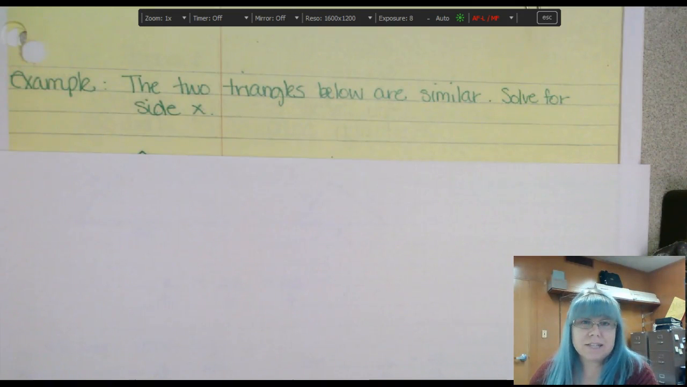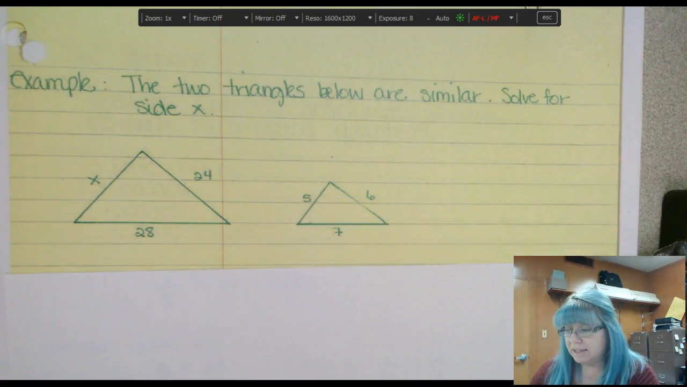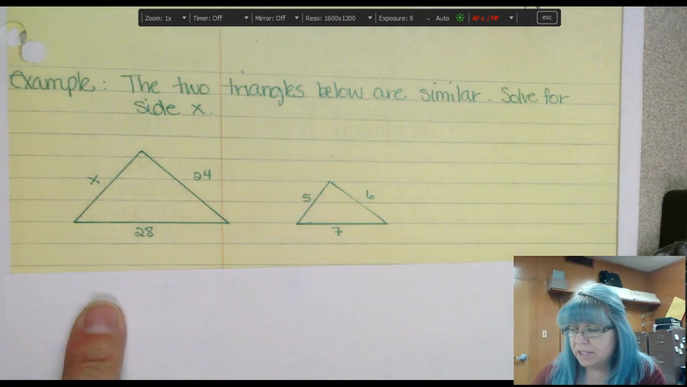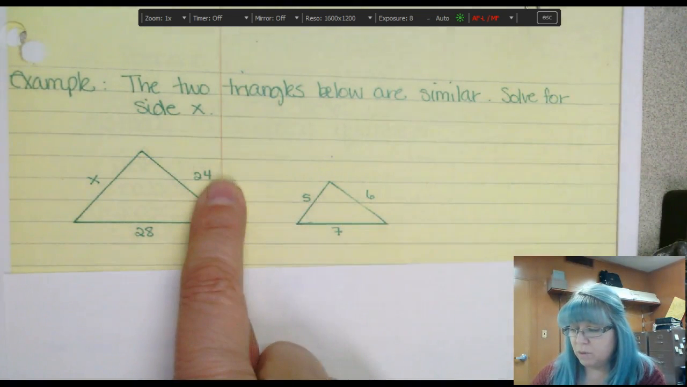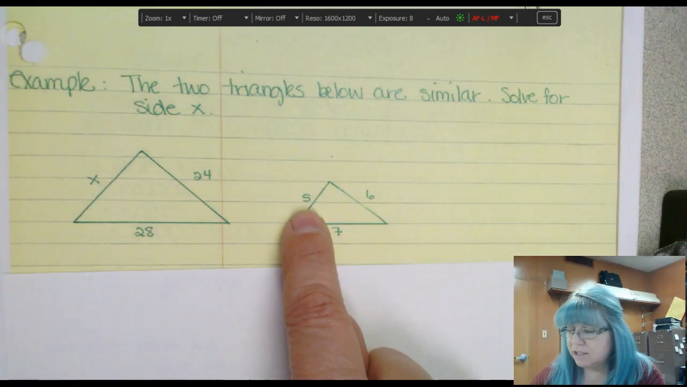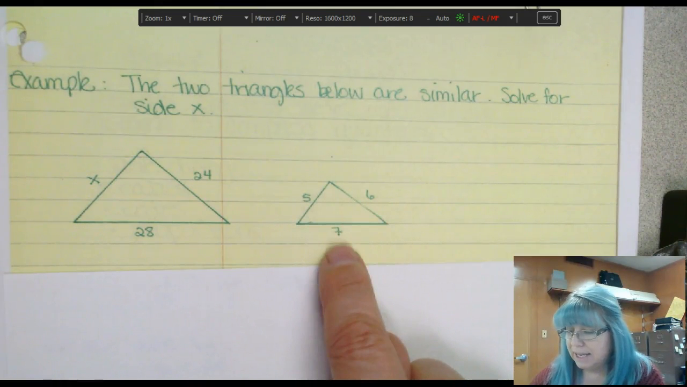So how does this knowledge help us? Let's say we have two triangles that are similar, and we don't know one of the sides. So in the larger triangle, the three sides are x, 24, and 28. In the smaller triangle, which is similar to the big one, the sides are 5, 6, and 7.